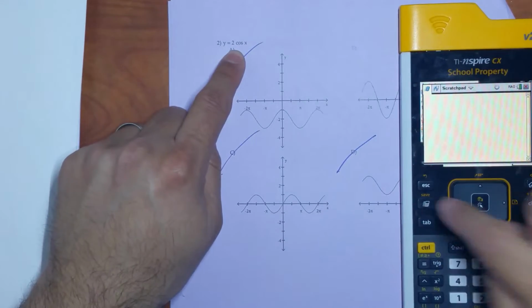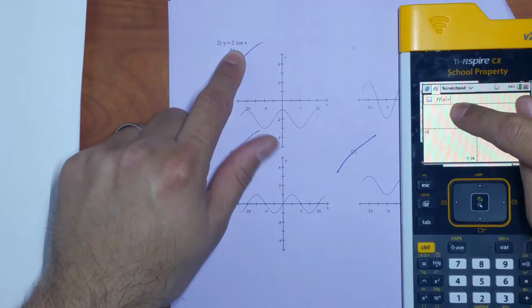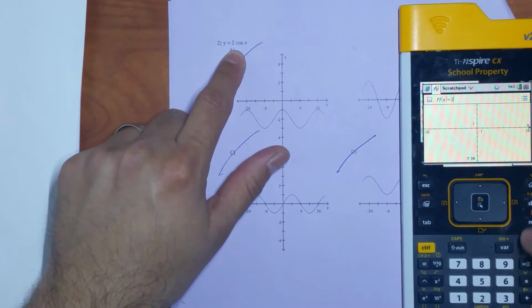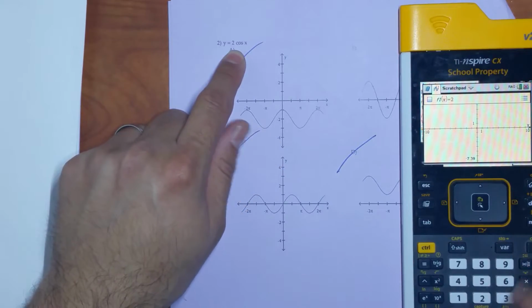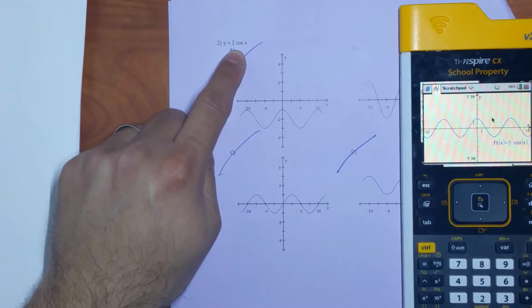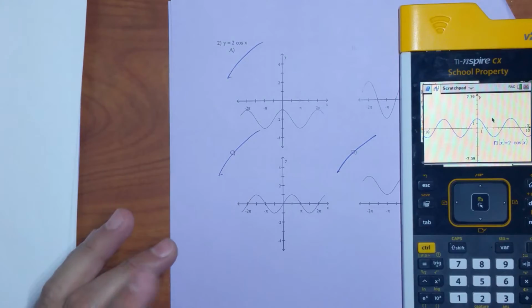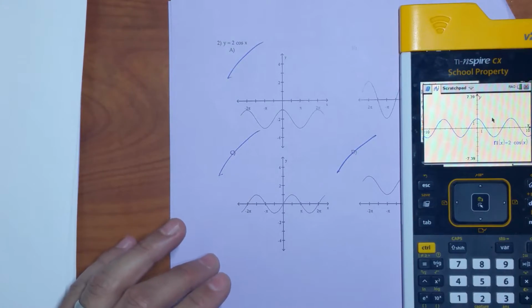Alright. So, go to scratch pad. I'm in the function. Then press document, then press B. Press Document B. Cosine X, negative 2, right? And then you put. Now, this is going to be the basis of almost everything on this test.